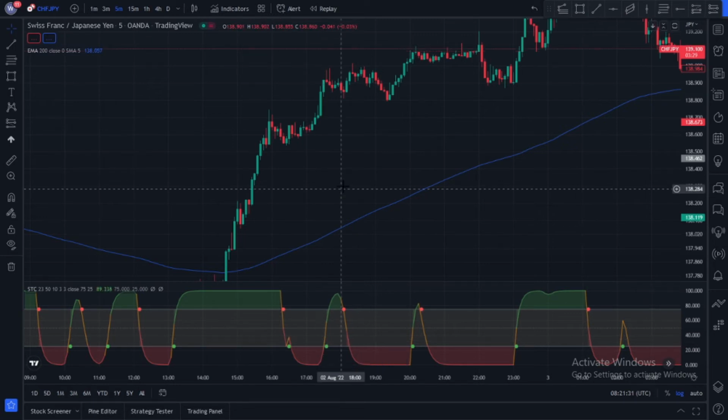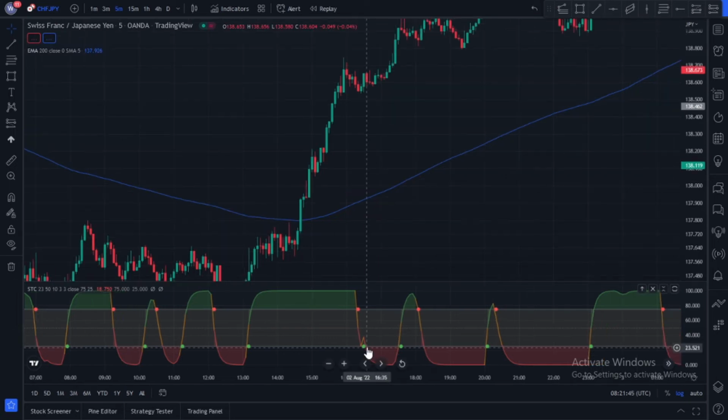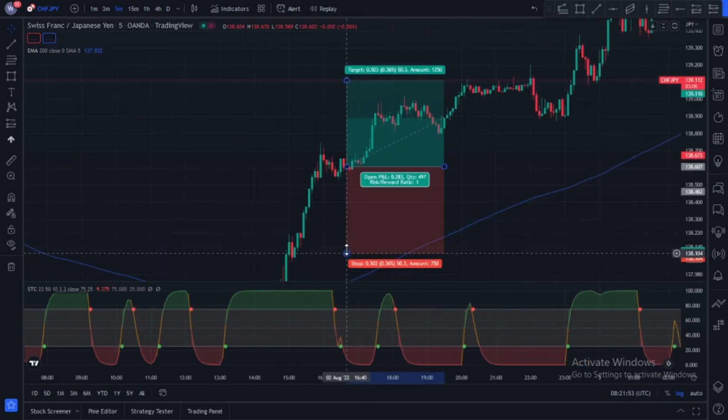In this section, the price broke the EMA 200 and went above it, so it is bullish. And we are looking for a long position. We open a long position at this green point, which is our entry point. We place stop loss and take profit as in all positions. Our price moves in profit.